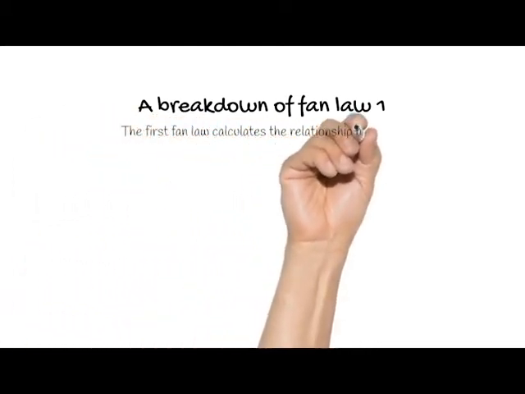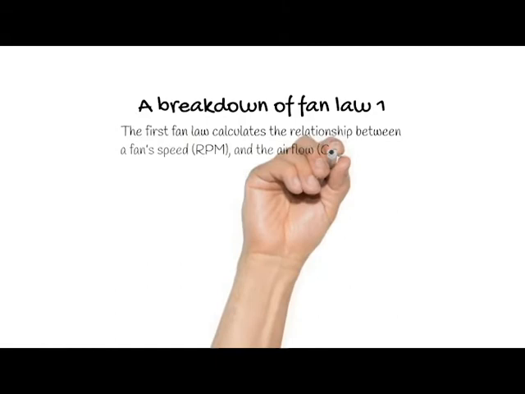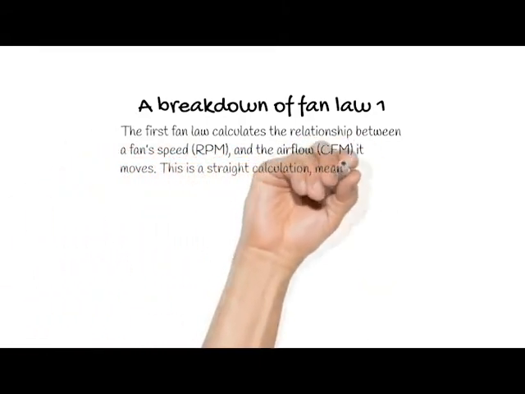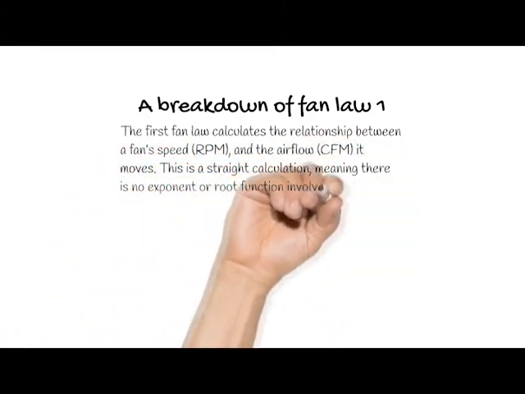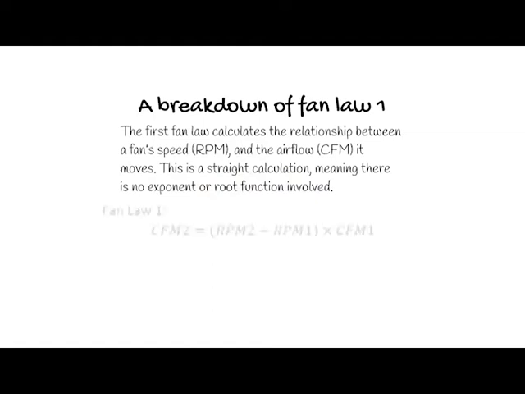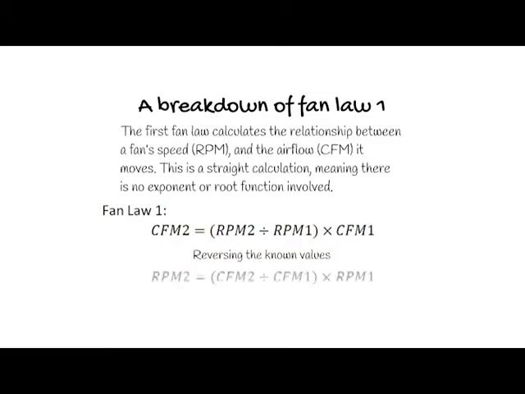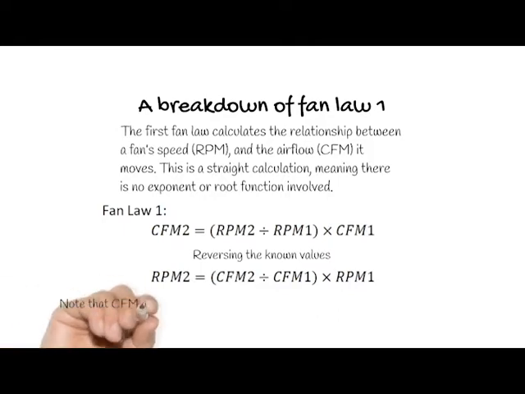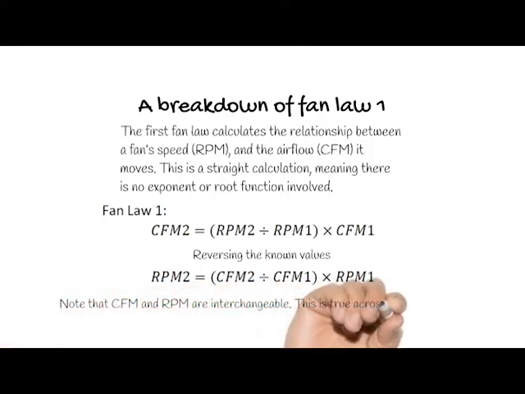Let's break down fan law 1. The first fan law calculates the relationship between a fan's speed and the airflow it moves. This is a straight calculation, meaning there is no exponent or root function involved. Fan law 1 states that CFM2 is equal to RPM2 divided by RPM1 times CFM1. If we reverse the known values, RPM2 equals CFM2 divided by CFM1 times RPM1. Note that the CFM and RPM are interchangeable. This is true across all the fan laws.